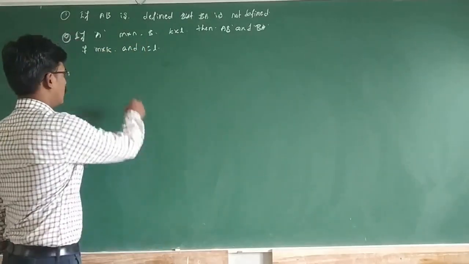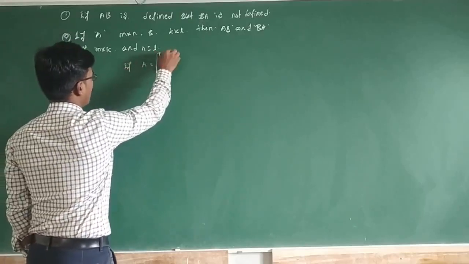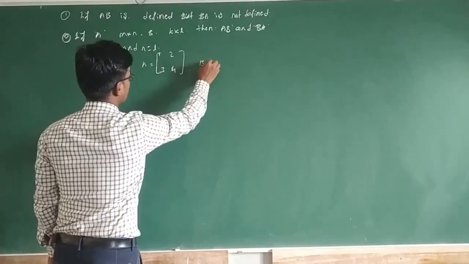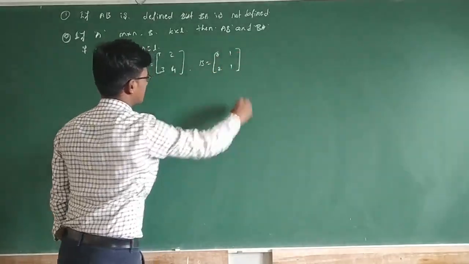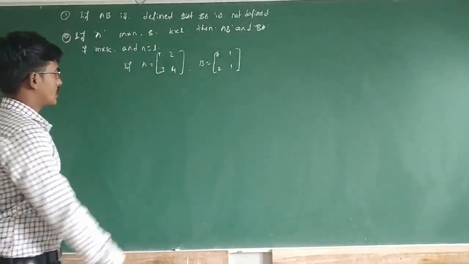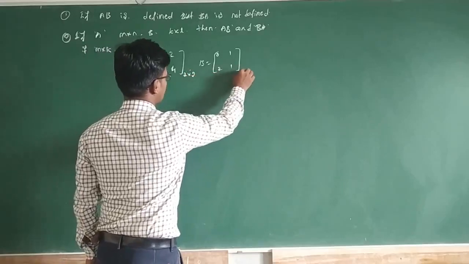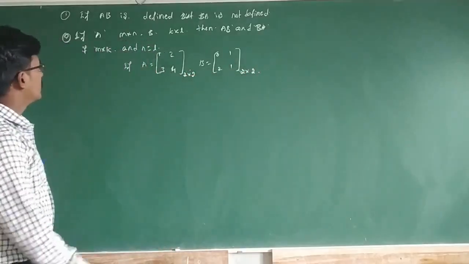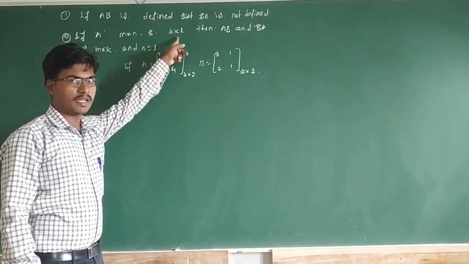For example, if A is equal to 1, 2, 3, 4 and B is equal to 0, 1, 2, 1. Here, what is the order of this matrix? It is 2 by 2. Here, what is the order of this matrix? It is also 2 by 2. A matrix of order M by N, B matrix of order K by L.